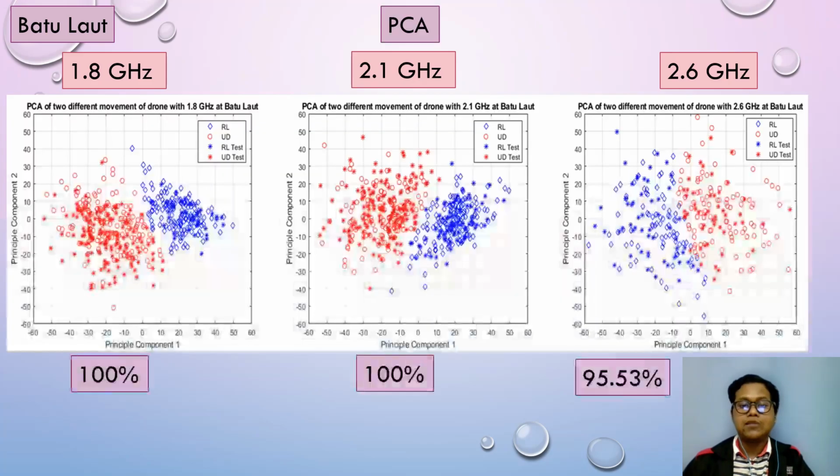As for the classification, the total classification of Batu Laut at frequency 1.8 GHz and 2.1 GHz is 100% and 2.6 GHz only achieves 95.53%. This is due to the weaker signal strength and also due to the many telcos provided in the 2.6 GHz bandwidth.